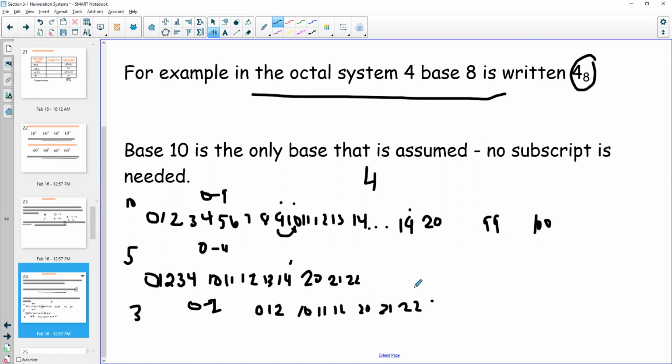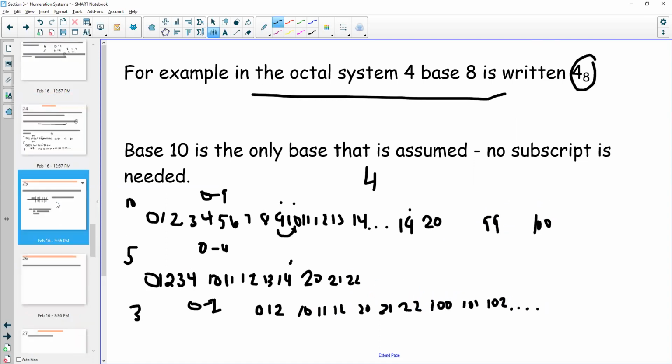So 20, 21, 22, I'm at the end of my place values. It's done. We go to 100. And then we do 101, 102. Same pattern, okay? All right, so that's counting.